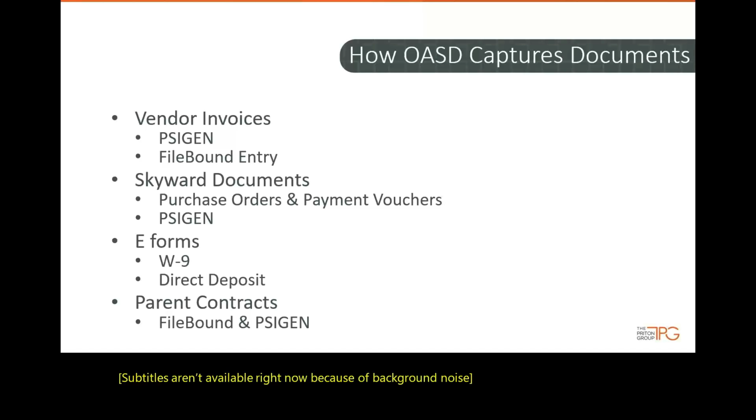Our automated Skyward documents, so our purchase orders and payment vouchers, are read through SciGen, which is set up to automatically read our Skyward-specific documents. And then I've already mentioned that we use the e-forms for the W-9 and direct deposit. They can fill in the information, sign, and then submit. I then get an email that it was submitted, and I can view and transfer that information into Skyward. And then the parent contracts we also have set up in FileBound, and then they're sent out and read through SciGen.